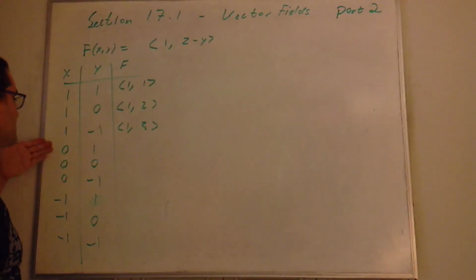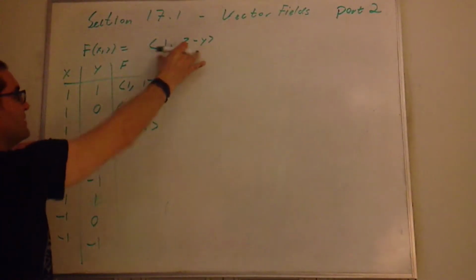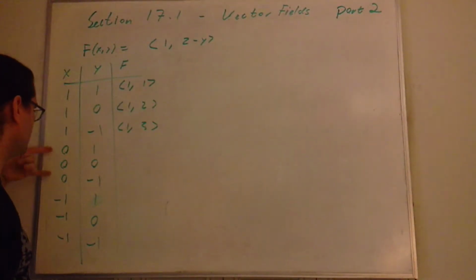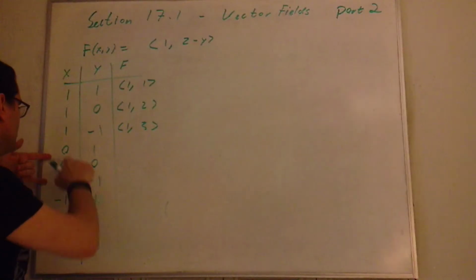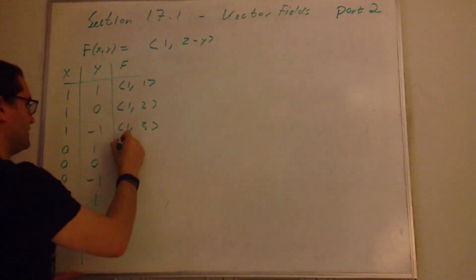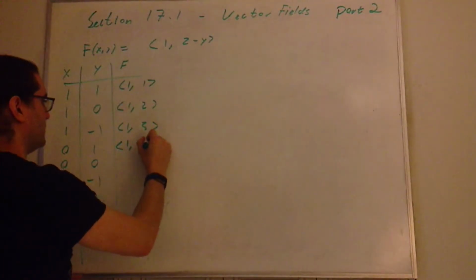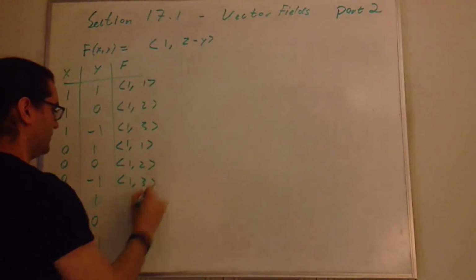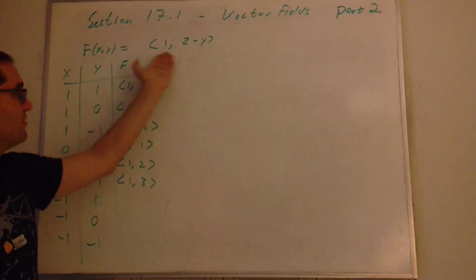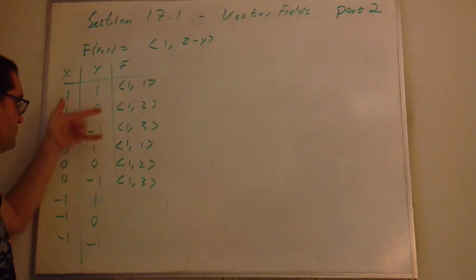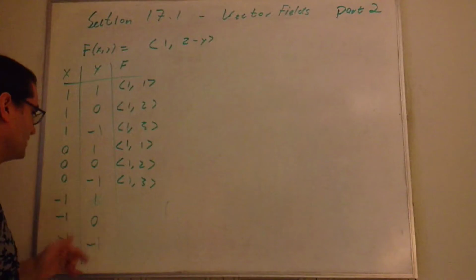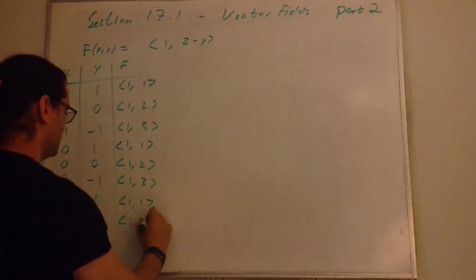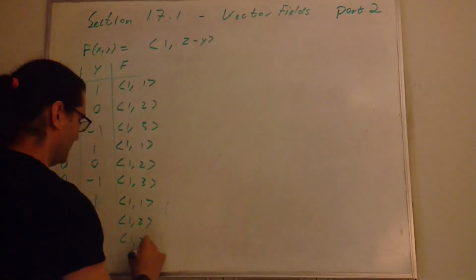And here's what's neat. This vector field does not depend on x at all. So when I use the same set of y values with the new set of x values, this vector field doesn't change. It's going to be 1, 1, 1, 2, 1, 3, because there's no x's involved in this. So using a new x value should give me the same set of 3 coordinates. And the same down here as well. 1, 1, 1, 2, 1, 3.